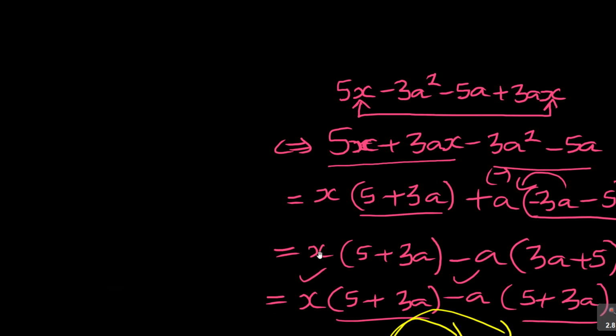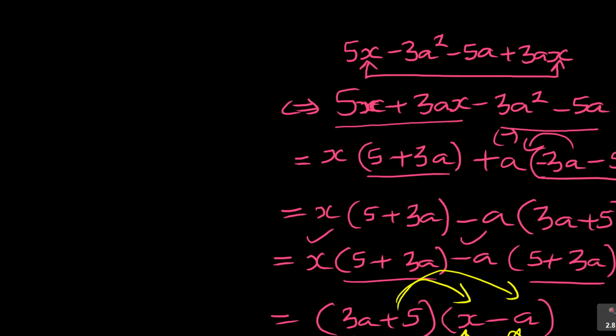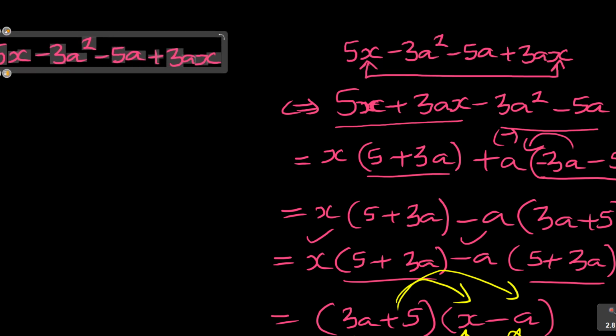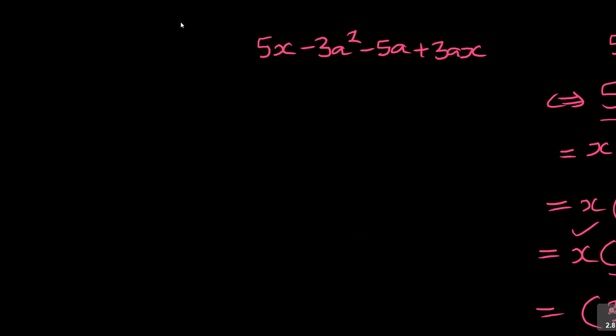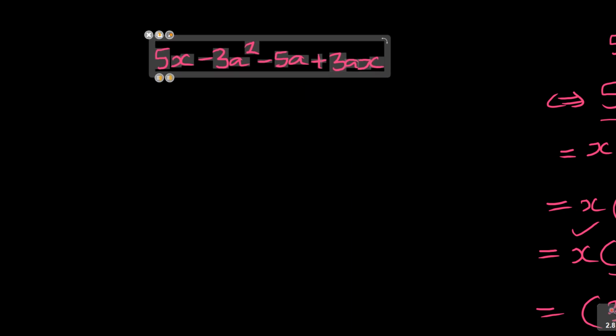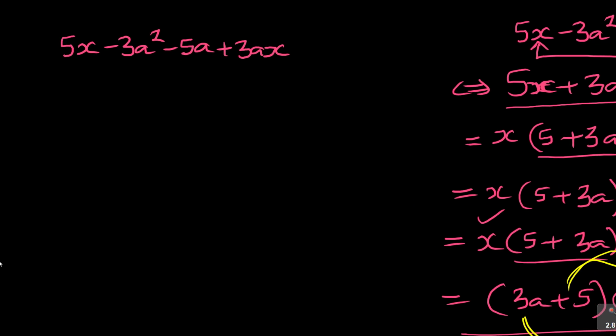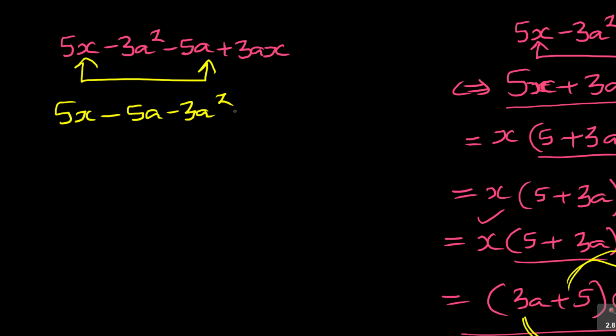So basically, this is how you could have grouped it. But someone can say, was there any other grouping? Yes, I think you could have grouped it also differently. So let me take this like here. Let's say you wanted to group it in this instance. What did I use? I grouped it with the first and the last. What if I wanted to group it like this one and this one, so that I have got 5x minus 5a minus 3a squared plus 3ax. Let's say I wanted to group it like this.